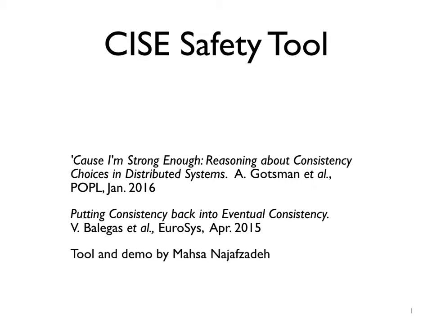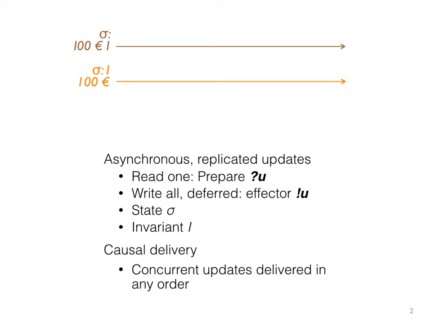The CISE logic is able to prove that a distributed program is safe, in the sense that it maintains some application invariant of interest. This demo presents the CISE tool written by Maas and Najafzadeh. The basic idea is in a paper by Balegas et al., presented at EuroSys 2015. The logic is formalized and proved in a paper by Gotsman et al., to appear at POPL 2016.